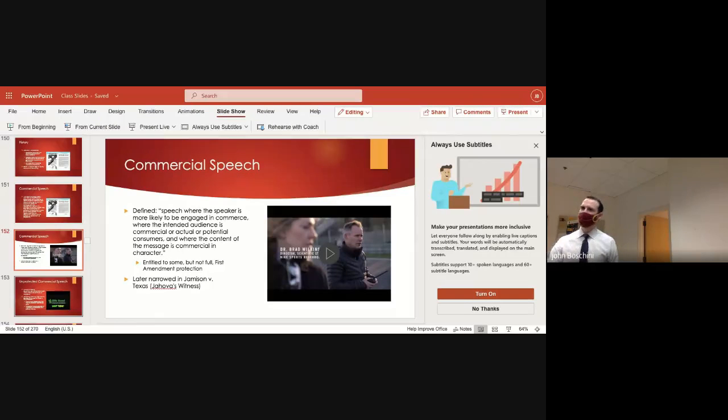So these lines are really starting to get blurred. Maybe they always have been, but it's something that I've noticed recently. And so determining speech where the speaker is more likely to be engaged in commerce, where the intended audience is commercial or actual or potential consumers, and where the content of the message is commercial in nature, that is a very broad definition for something that is very difficult to actually decipher. And so one of the things that I think will need to happen and should happen in the next several years is figuring that out.